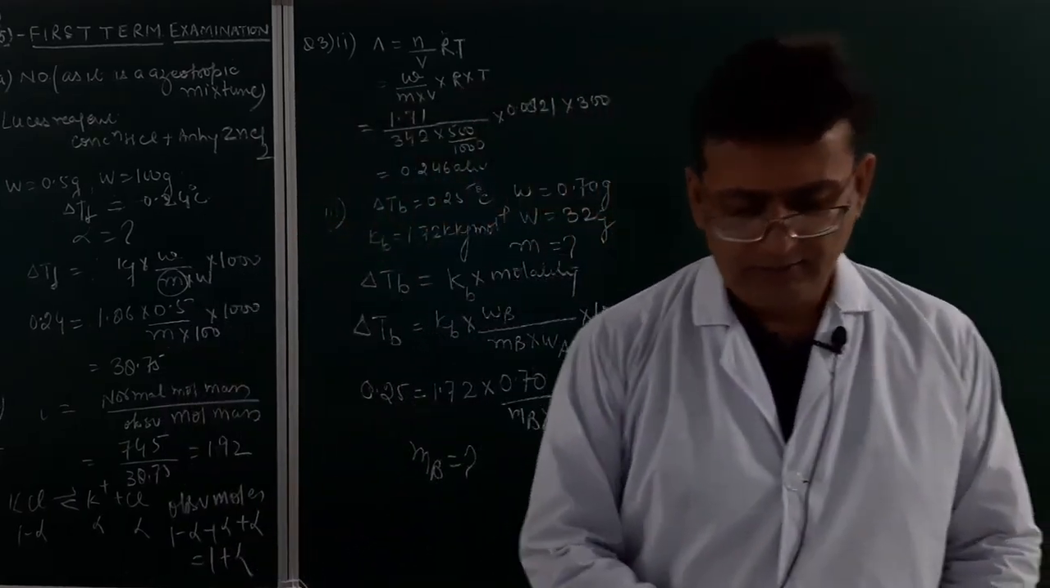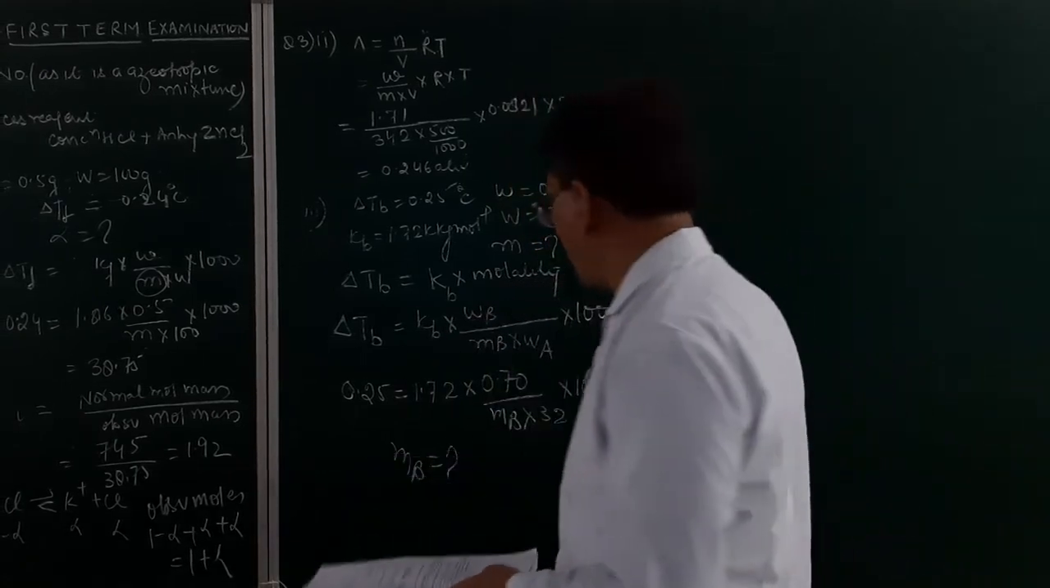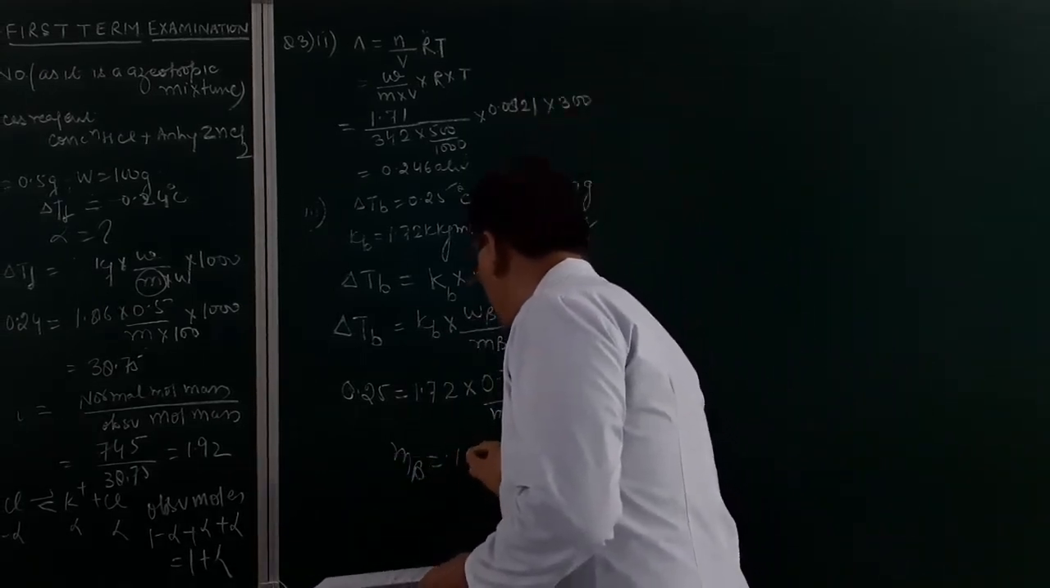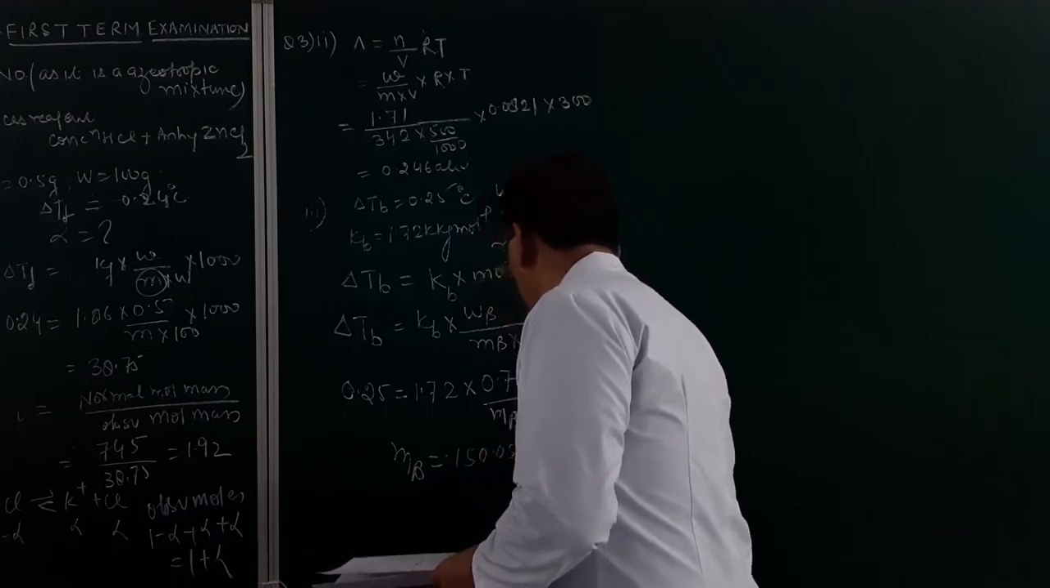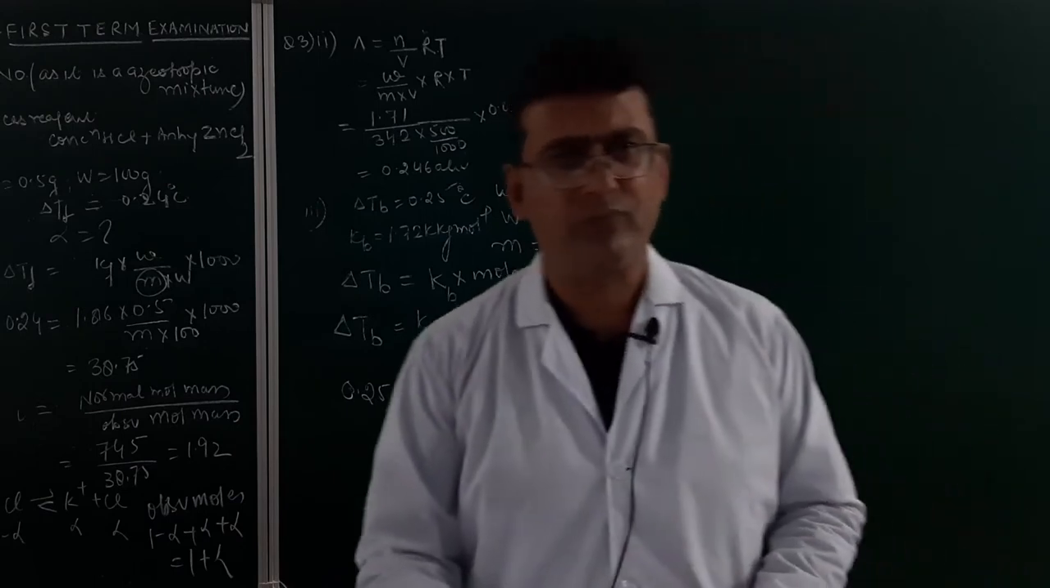Am I getting clear? If you find out the molecular mass of the solute, on solving it out, it will come out to be equal to 150.05 gram per mole. I think I shall be very, very clear.